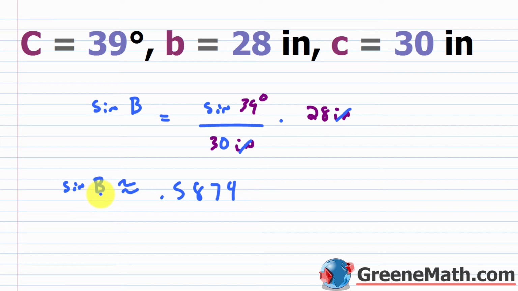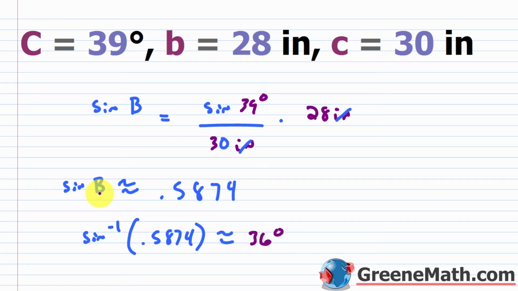So to find B here, you want to take the inverse of this. You could wrap this entire thing in parentheses, plug it into the calculator, and go sine inverse of that. Or you can do it this way, you're going to be close enough. So sine inverse of 0.5874 is going to be approximately, if we round it, let's just say it's 36 degrees.